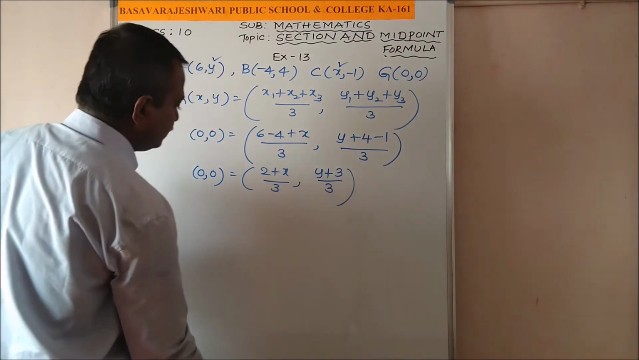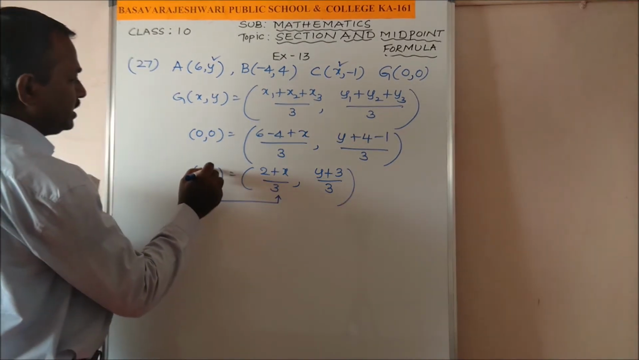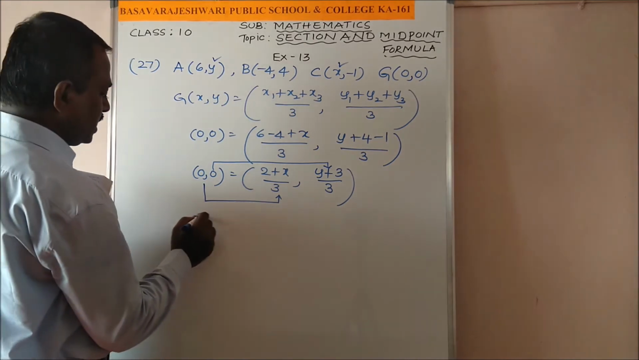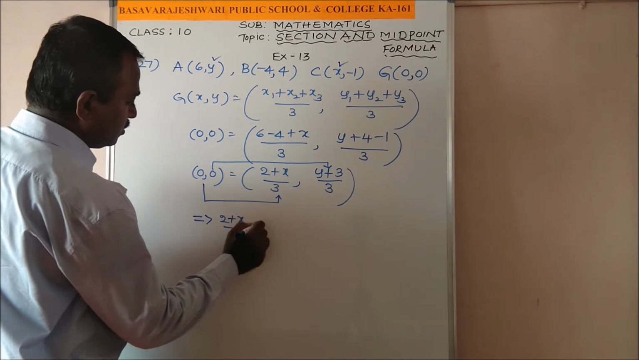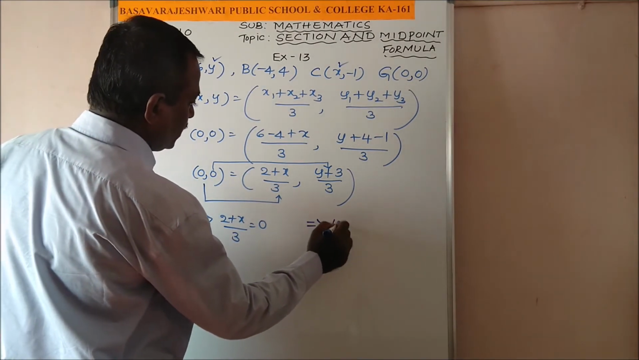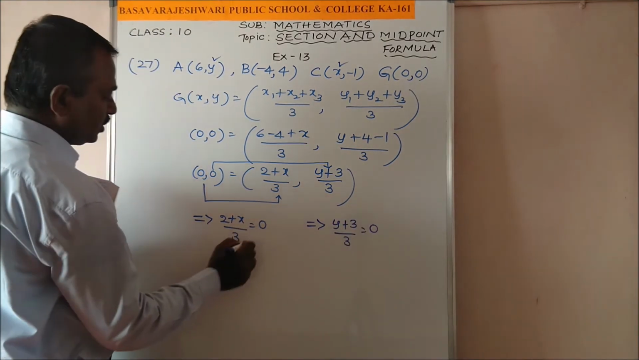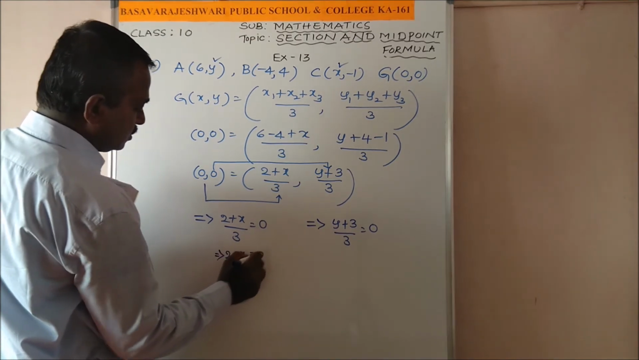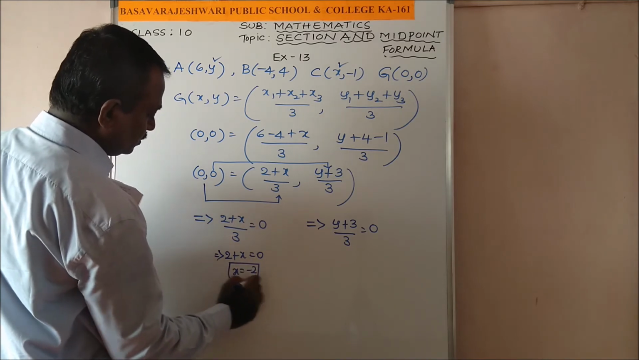So next step is we have to equate x coordinates with x coordinates and y with y coordinates. So this implies (2 plus x) by 3 is equal to 0. Here this implies (y plus 3) by 3 is equal to 0. So if you cross multiply, we can get only 2 plus x is equal to 0. This implies x is equal to minus 2.